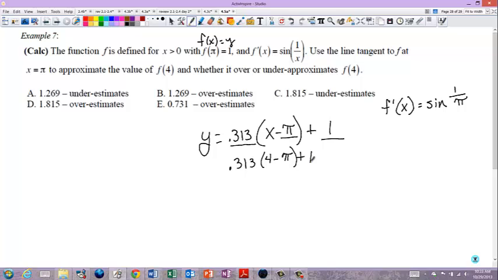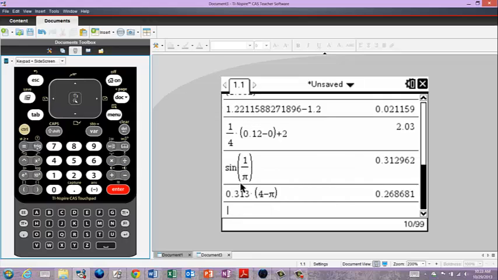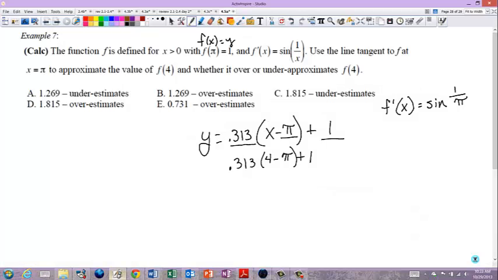Okay. So 0.313 times 4, oops, not 44, minus pi, plus 1. That's 1.2687 or 1.269. So 1.269, and now we have a choice.